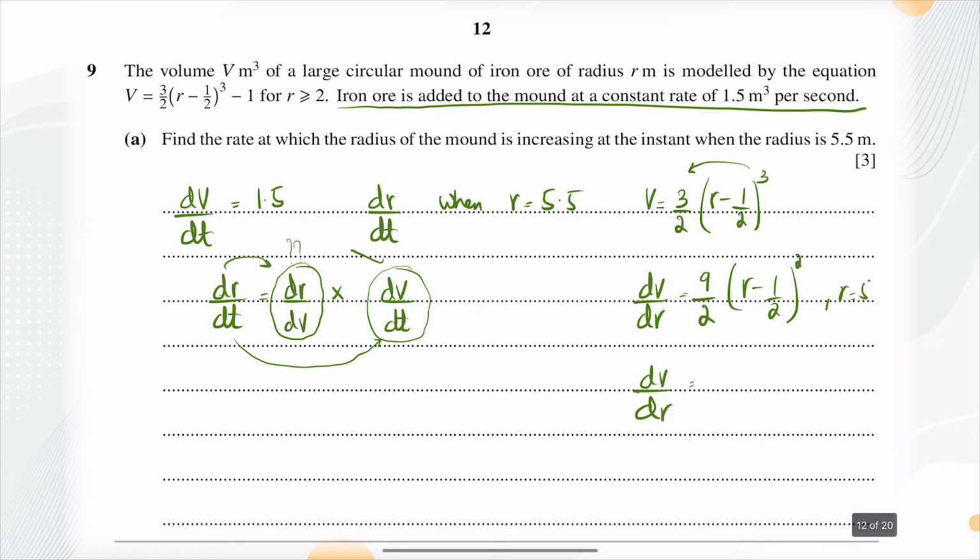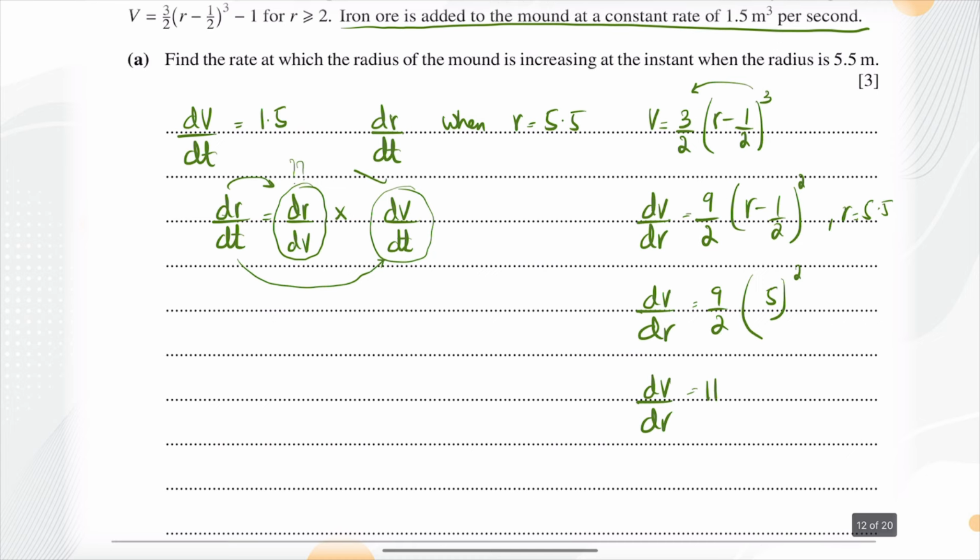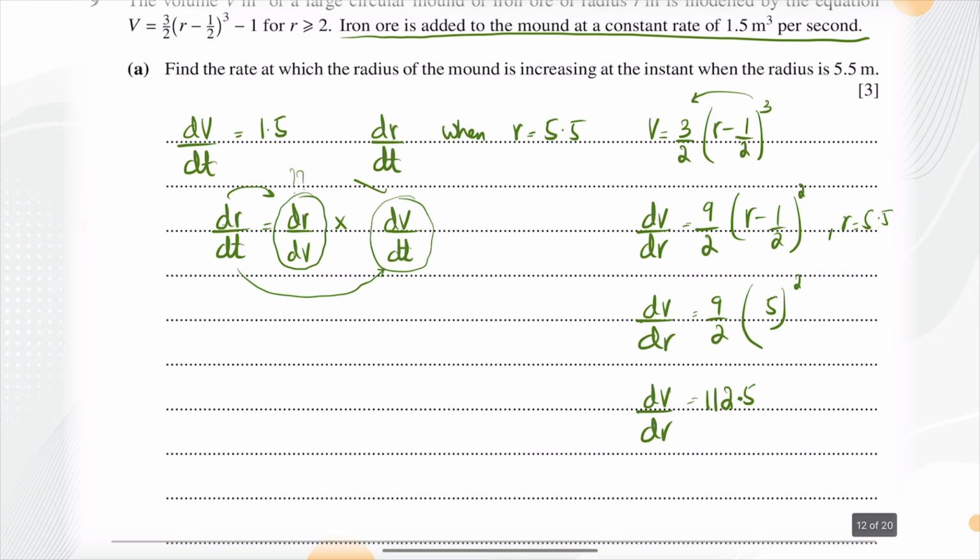r is 5.5. So 9 upon 2 into (5.5 minus half is 5), so that's 5 squared. So dv upon dr is basically equal to 25 into 9 divided by 2. So we're looking at 112.5. So this is dv upon dr. How do I change this to dr upon dv? One over. Reciprocate it. Yep.